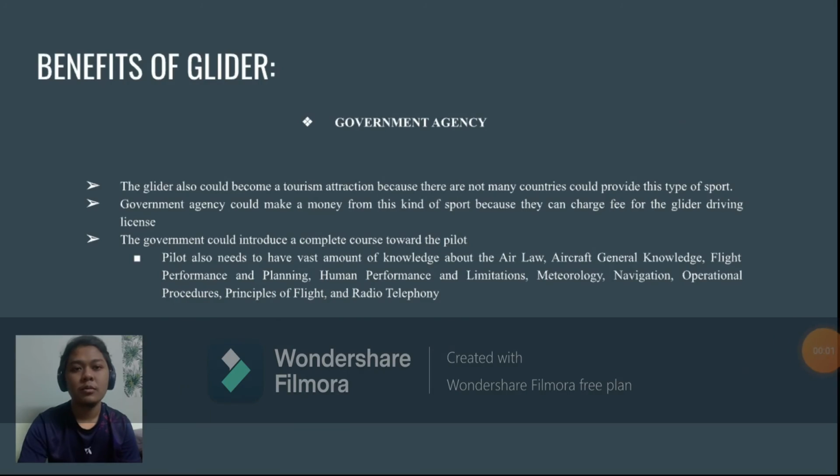Assalamualaikum warahmatullahi wabarakatuh and good evening to everyone. So today I will present to you about the benefits of the glider. So the agency that I choose is a government agency.